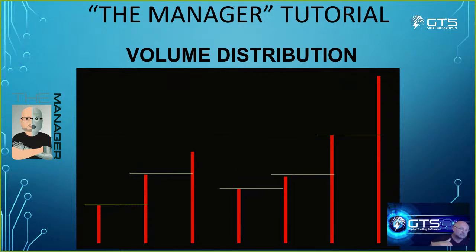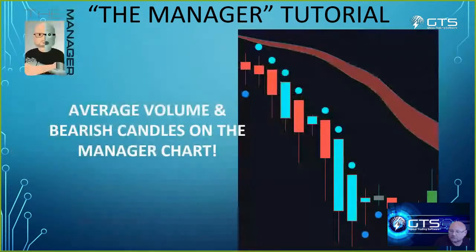So we can see that distribution. There's more sellers in the market. There's more people dumping, if you like, and that's what causes that distribution. So this is what it looks like on the Manger chart. Okay, so we've got the average volume. Remember, that's a cyan dot above the candle. We have a distribution candle, which is red, a lower volume here.